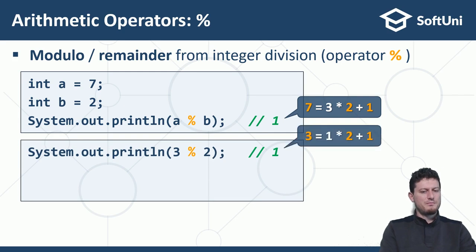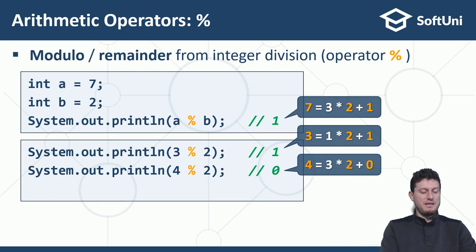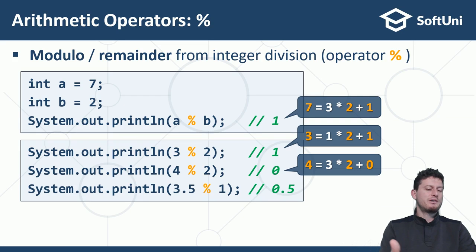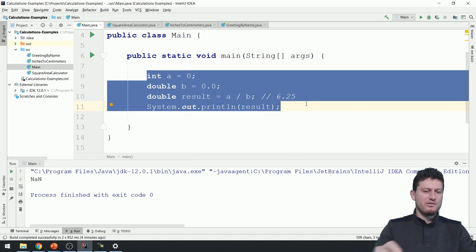Similarly, 3 % 2 is 1. 4 % 2 is 0, because 4 is directly divided by 2 without a remainder. The remainder is 0. And 3.5 % 1 is the fractional part. This is a standard way, % 1, to take the fractional part of a non-integer, real number. Of course, you cannot divide by 0 and have % 0.